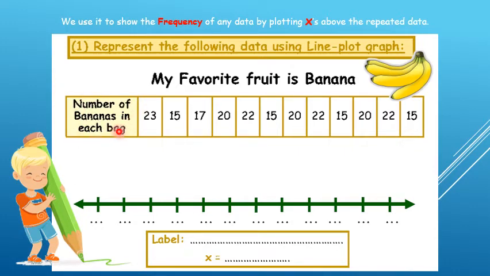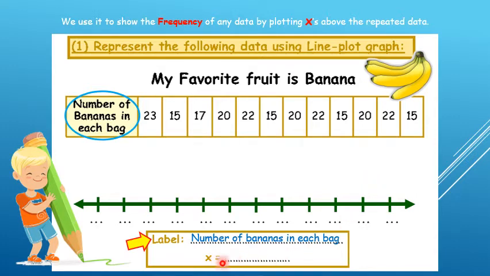This is our label. Let's write down our label first, which is number of bananas in each bag. And our title is not important now. Okay, now let's go to our key, which is x. X is our key. We will plot x above this number line.